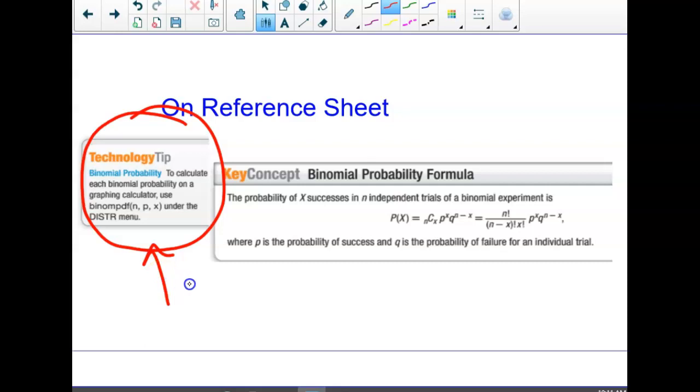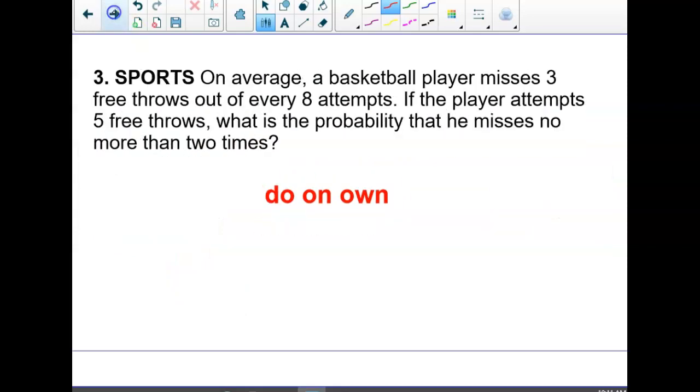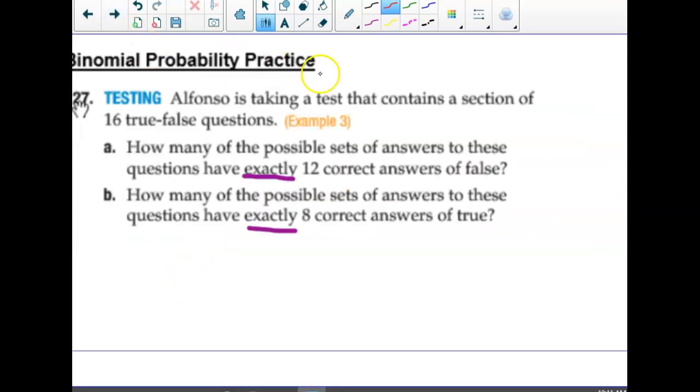Yes? Okay. I'm telling you for this quiz, do not try to use binom CDF unless you're super confident, because everybody got that wrong on the last quiz. Just use PDF, and I'll show you what I mean. All right, go to the bottom. I'm going to leave you 1, 2, and 3 to do on your own, but go down to the bottom. Everybody find this one? About Alfonso.